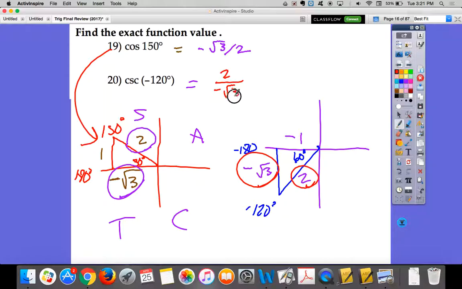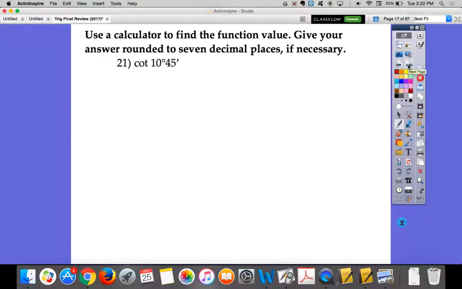Hypotenuse, opposite. Okay, so we're going to bring the negative to the top because it always floats up. And then you got to rationalize. 2 square root of 3 over 3. And you're done. Okay? Now, if you go to the next part, finally says use a calculator.